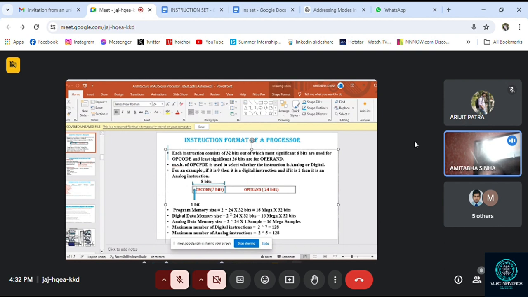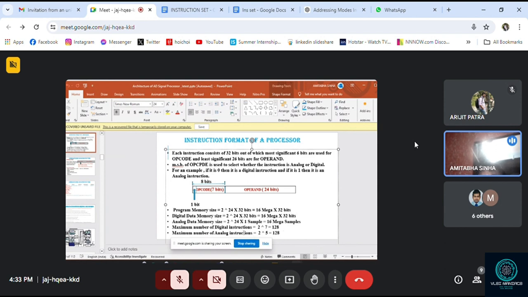Now 2 to the power 24 means 2 to the power 20 into 2 to the power 4, that means 16 mega. So program memory size is 16 mega into 32 bits. Same is the case for digital memory. Since each data is of 32 bits, it will be 16 mega into 32 bits. That is the digital memory size.